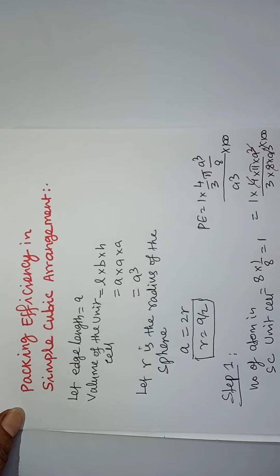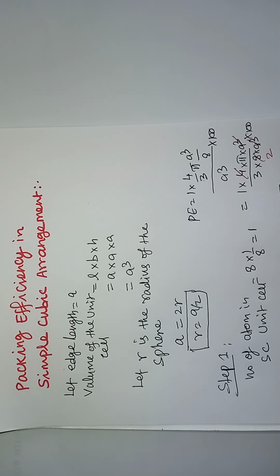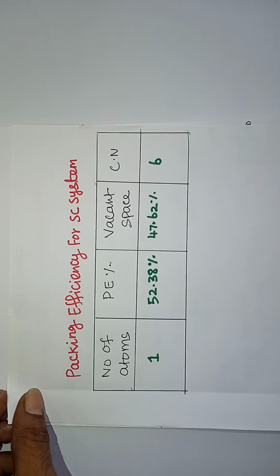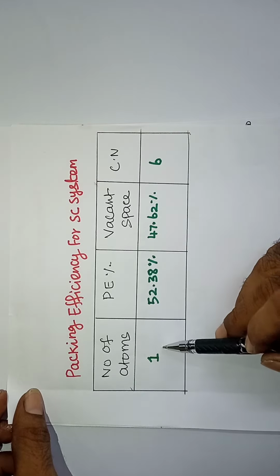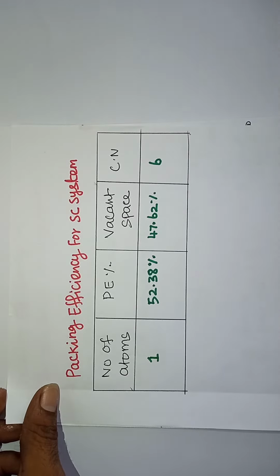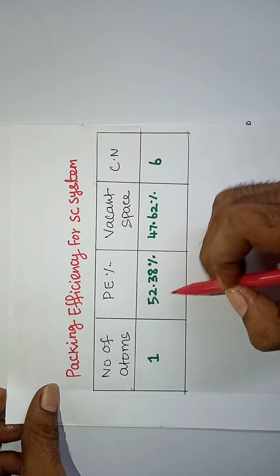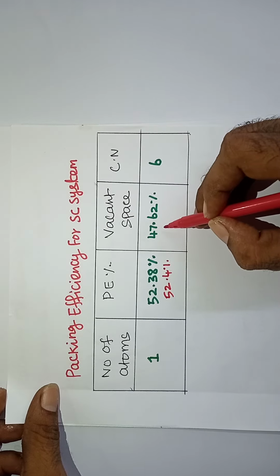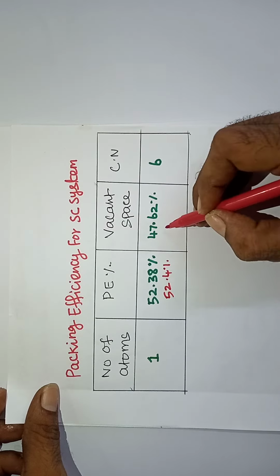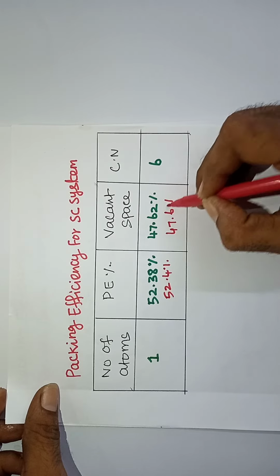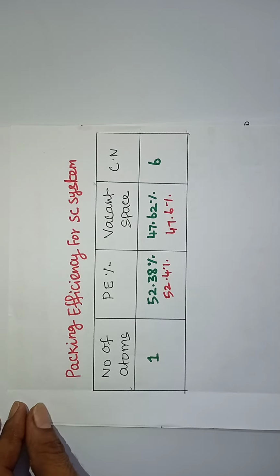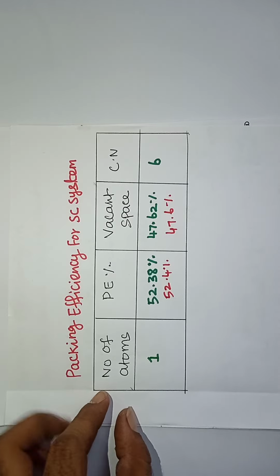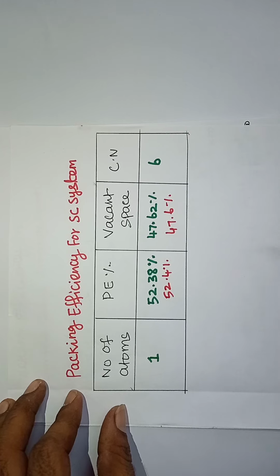Now let us see the summary for the simple cubic arrangement. The number of atoms is 1. The packing efficiency is 52.38%, or approximately 52.4%. The vacant space is 47.62%, approximately 47.6%. The coordination number is 6. So we have to memorize this data. It is very important for the NEET as well as JEE exams.